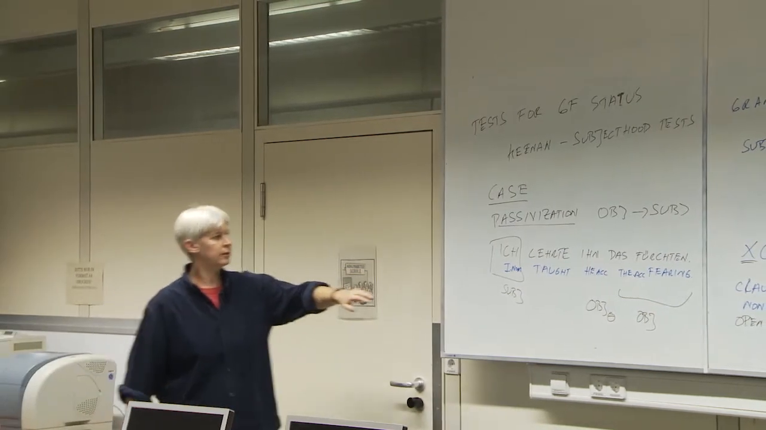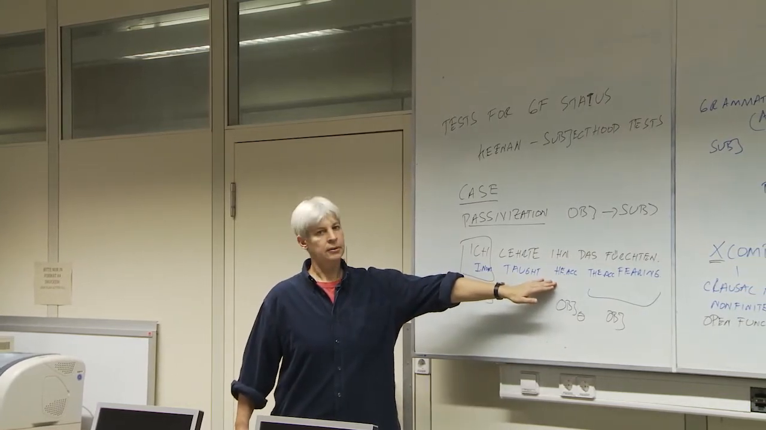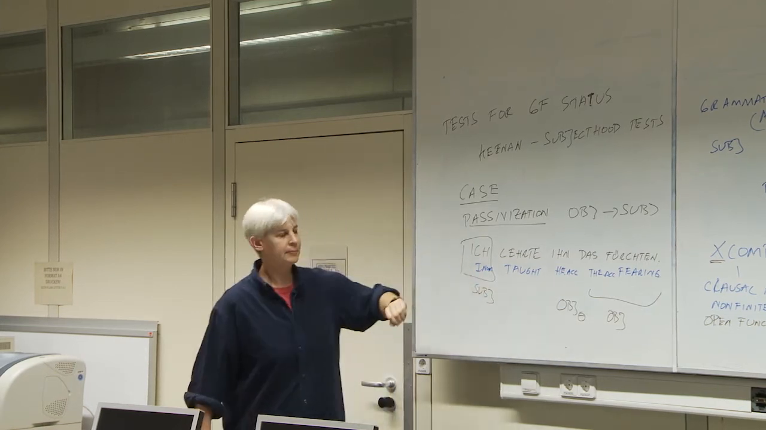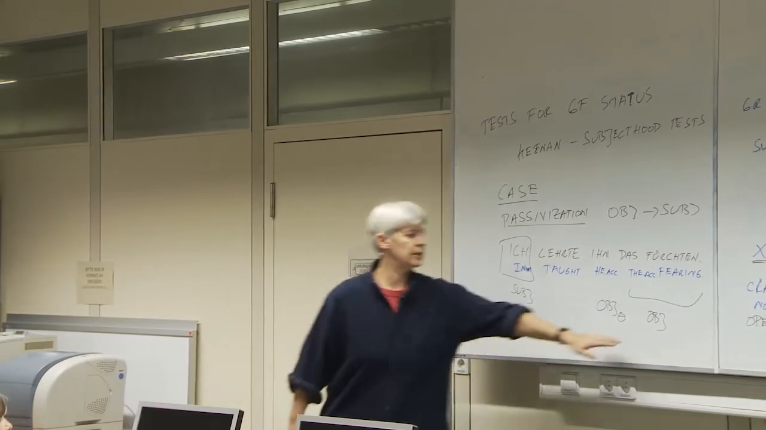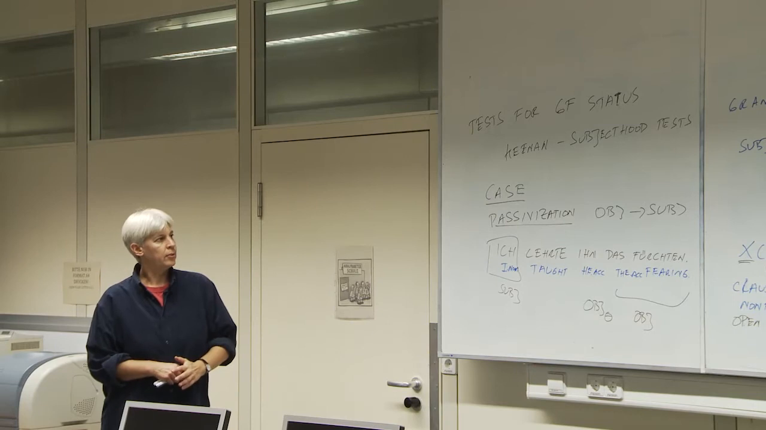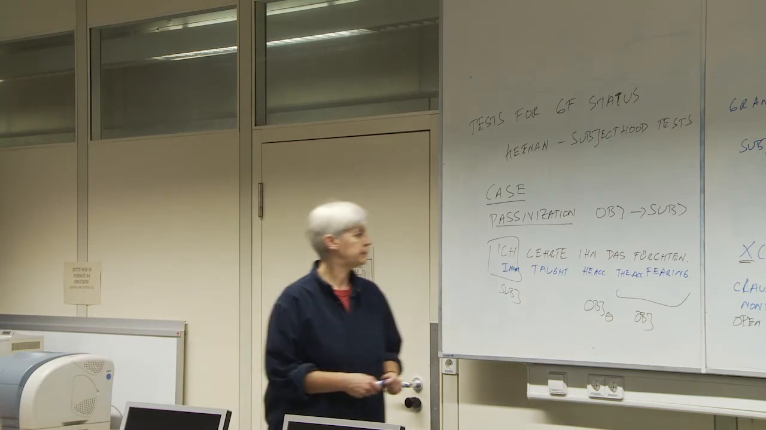Can you do it the other way around? Wurde das Fürchten gelernt durch mich? No. Okay, so that seems to be a good indication that this is the object. Yeah. So for German that works. Generally passivization is a good test. Again, not for all languages. It won't work for all languages.